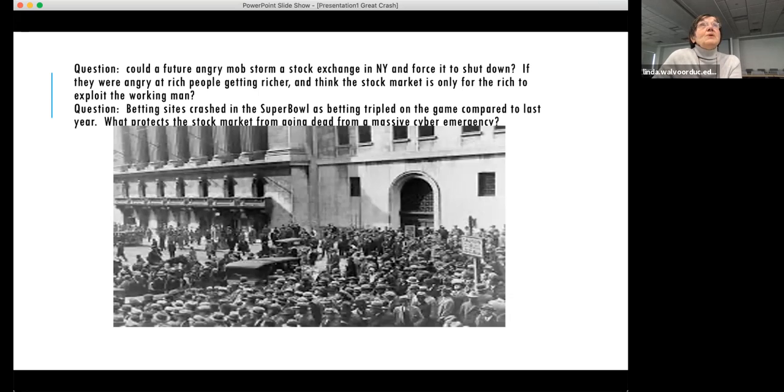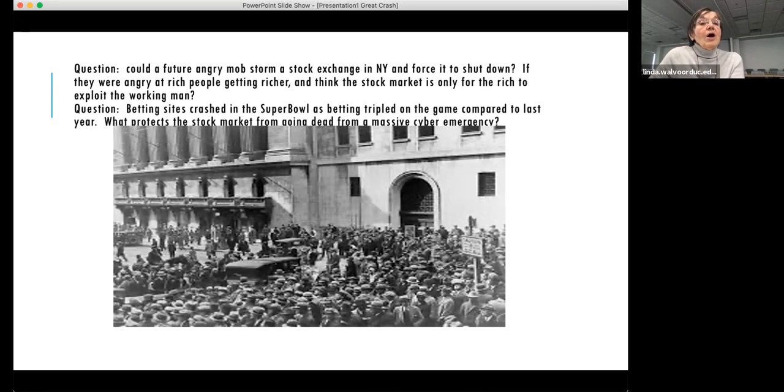Would it have to be a massive cyber attack and not attacking a specific physical bricks and mortar place? Because today, what is the stock market? Today, the stock market is 90% conducted online, right? We had betting sites crash in the Super Bowl as betting tripled on the game. So good luck betting on the Super Bowl next year.